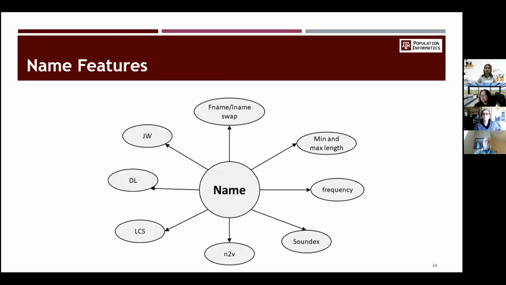So based on the distances that I introduced in previous slides, we extract some features from different attributes. For example, for names, we extract JW distance, DL distance, LCS, name2vec, and Soundex distance. We also generate a normalized frequency, which shows how rare the name is, and also minimum and maximum lengths, and a flag that shows if first name and last name are swapped.